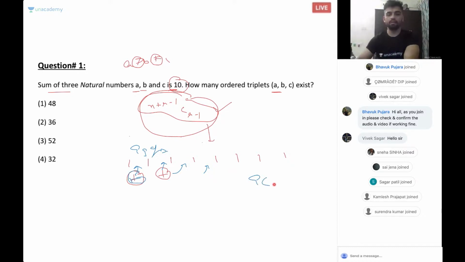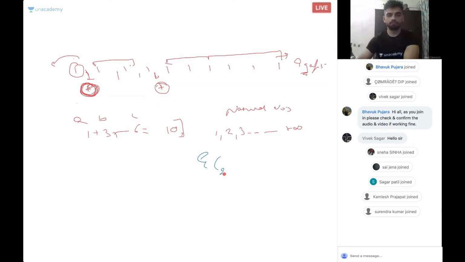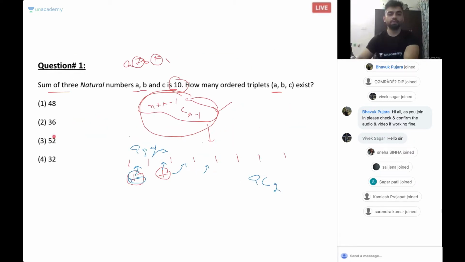So my answer is going to be 9C2. That is 9 into 8 into 7 factorial upon 2 factorial into 7 factorial. 7 factorial and 7 factorial get cancelled. 2 into 4, 4 9s are 36, which is my option number 2.